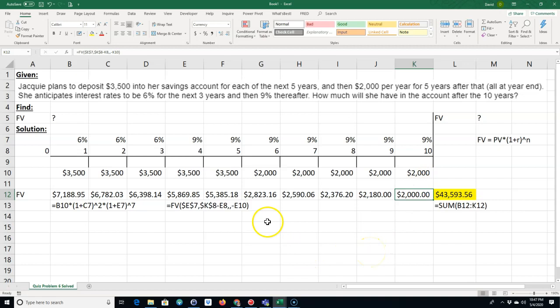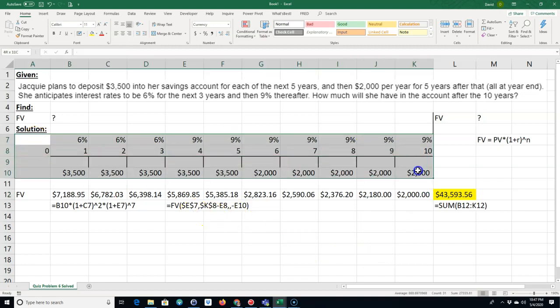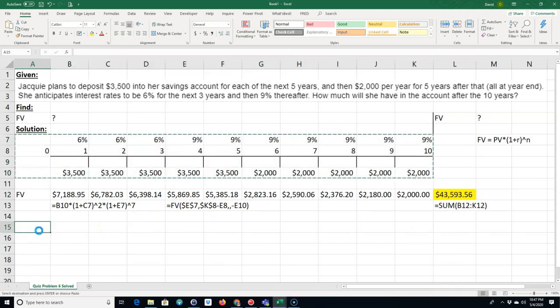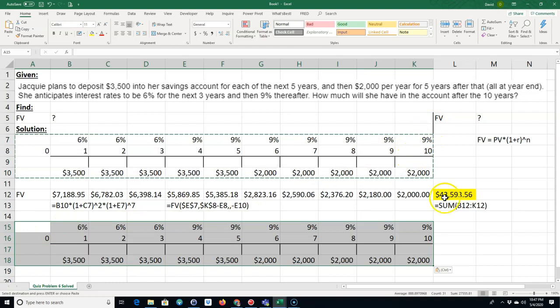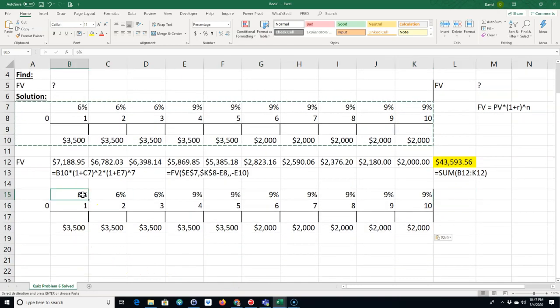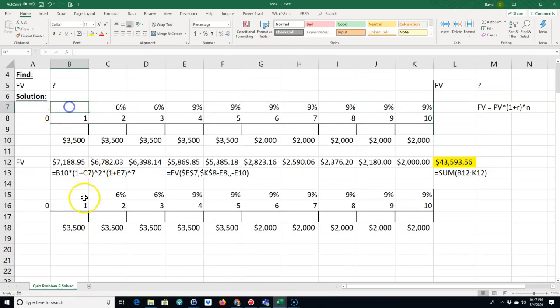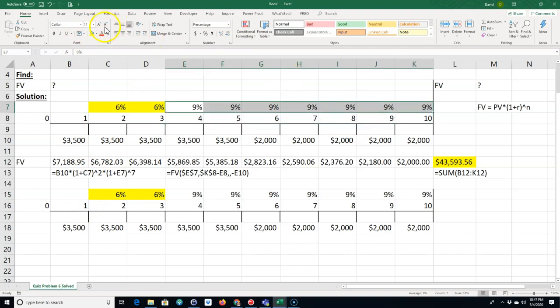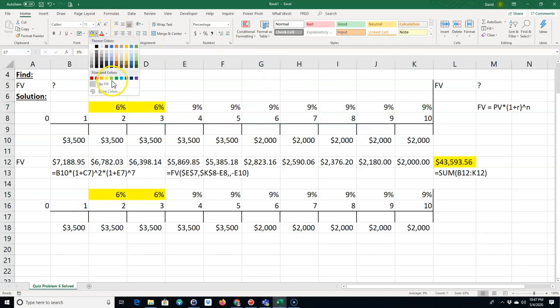So I'm going to show you another way to solve this that might make a little more sense. I'm going to copy this down and reuse it. This one I'm going to get rid of because we don't really use these. Let me highlight these different colors so we understand. These are yellow, and then it's a different interest rate here. Let's highlight that green.